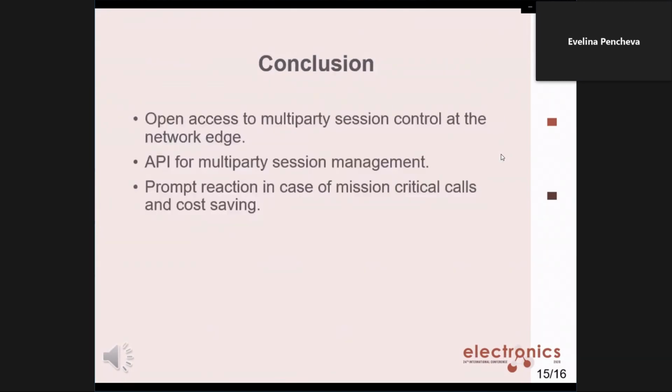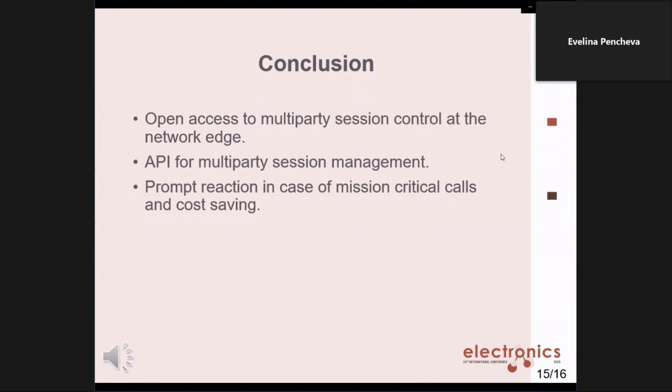The open access to multi-party call control at the network edge may be beneficial for mission-critical scenarios and Internet of Things healthcare use cases. It enables creation, modification, and termination of a multi-party multimedia session by applications, adding and removing multi-party session participants dynamically, as well as management of media streams used.